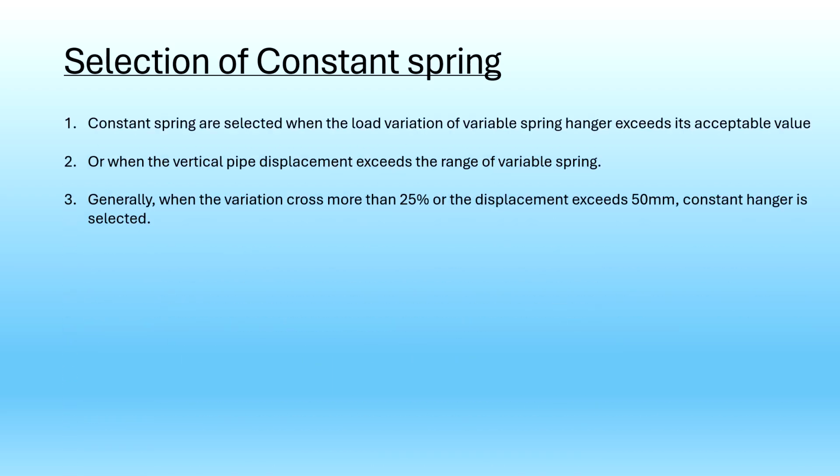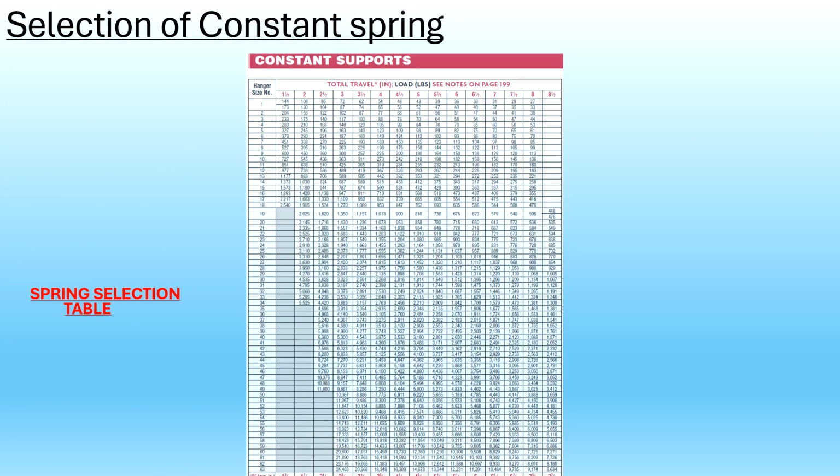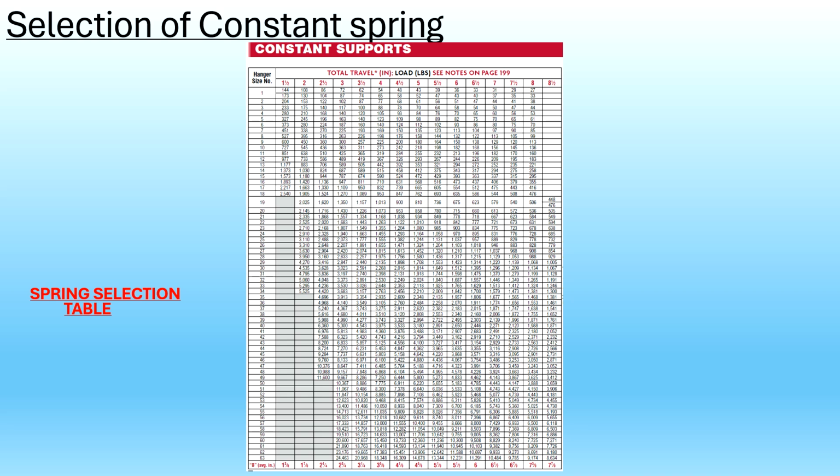Similarly, now we will see the selections of constant spring. Constant springs are selected when the load variation of a variable spring exceeds its acceptable value, or when the vertical pipe displacement exceeds the range of a variable spring. Generally, when the variation crosses more than 25% or the displacement exceeds 50 mm, a constant hanger spring is selected. So a constant hanger spring comes in only when there is excessive displacement or variation. Selections of constant springs. Here the catalog of constant springs is being shown.